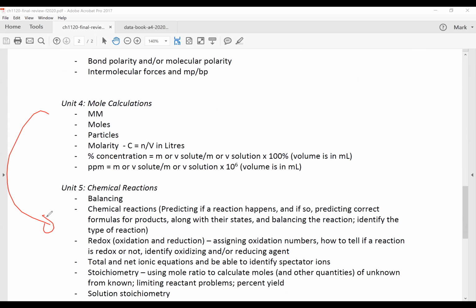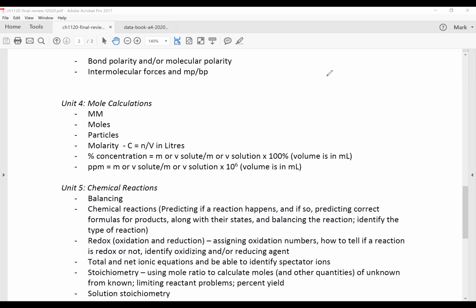You learned how to calculate molar mass, moles, particles, and molarity, and then we did percent concentration and ppm. And you did all this in the lab as well. Now, you don't need to study your labs, don't worry, but you've definitely had some practice in chapter 4. Again, it looks like a lot, but it's really not that much.